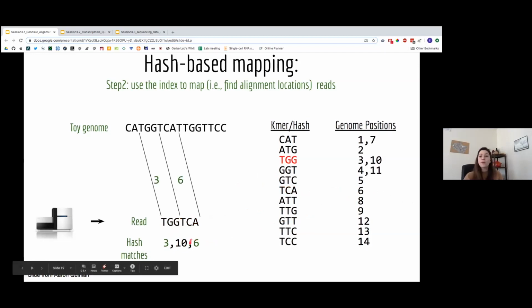But now that eliminates some possibilities. For example, with the combination of TGG and TCA, it's much more likely that this read came from positions 3 and 6, because that would make it contiguous, as opposed to it having a gap and being aligned somewhere else. So we found the correct mapping of this genome really easily by breaking it down, instead of having to match this read to every possible location it could have come from in that genome.